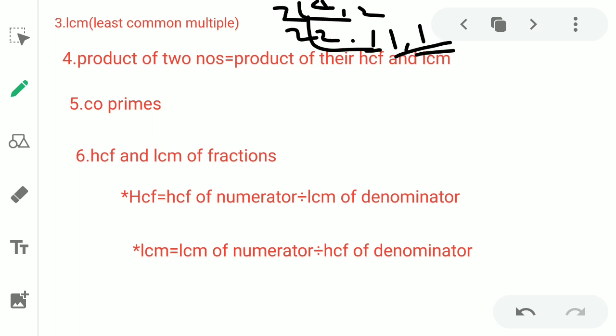The product of the two numbers is equal to the product of the HCF and LCM. Co-primes are the numbers whose HCF is always equal to 1. For that I have an example, 2 comma 3 comma 8, like that and so on. HCF and LCM of fractions. In this, HCF is equal to HCF of numerators divided by LCM of denominators. LCM is equal to LCM of numerators divided by HCF of denominators.